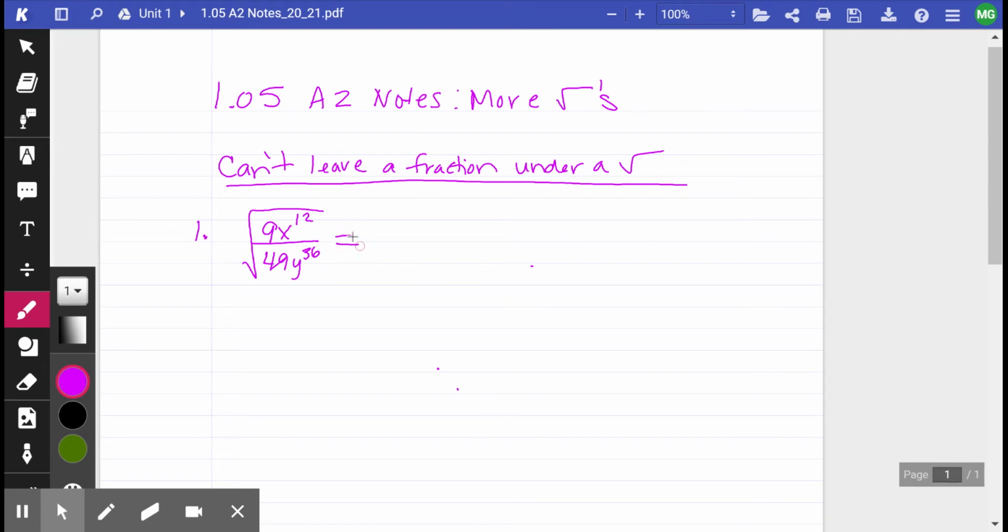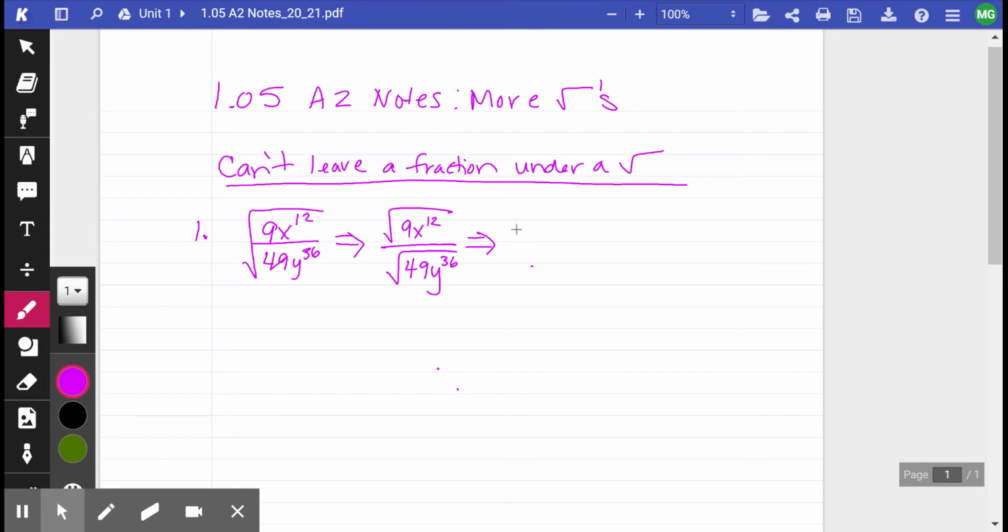So what you're going to do is we're going to break it up into the square root of the numerator over the square root of the denominator. So the square root of 49y to the 36th power. Now we're just going to simplify everything as much as possible. So the numerator, we've got 9, that's a perfect square. The square root of 9 is 3. And then remember, any even exponents are perfect squares.